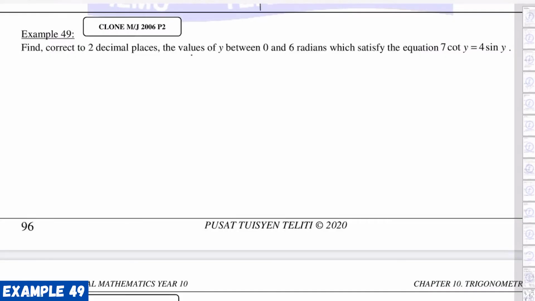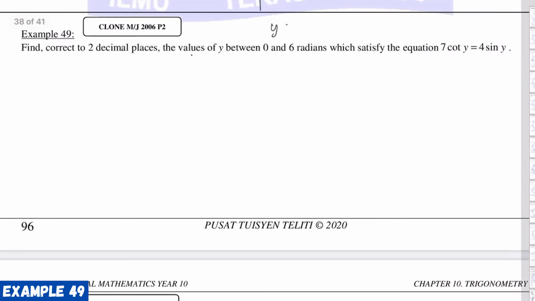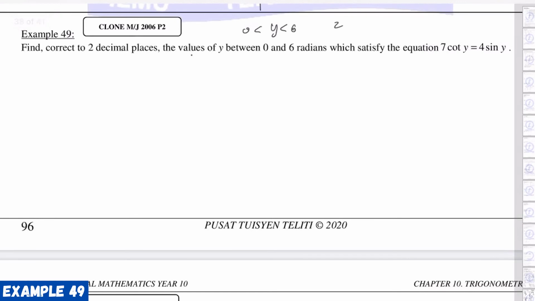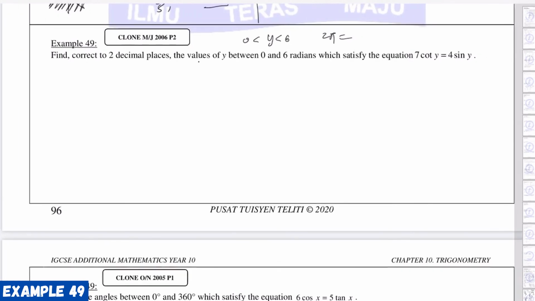Example 49, find, correct to 2 decimal places, the value of y between 0 and 6 radian that satisfy this equation. Okay, when you say between 0 and 6 radian, right? Now, 6 radian is approximately 2 pi. We know 2 pi, if you type in your calculator, is approximately 6.283. Yeah? So we can just think one cycle, which is 4 quadrants. Okay, number one, what can we do with cotangent? I can see that cotangent is cos over sine. I can change that first.